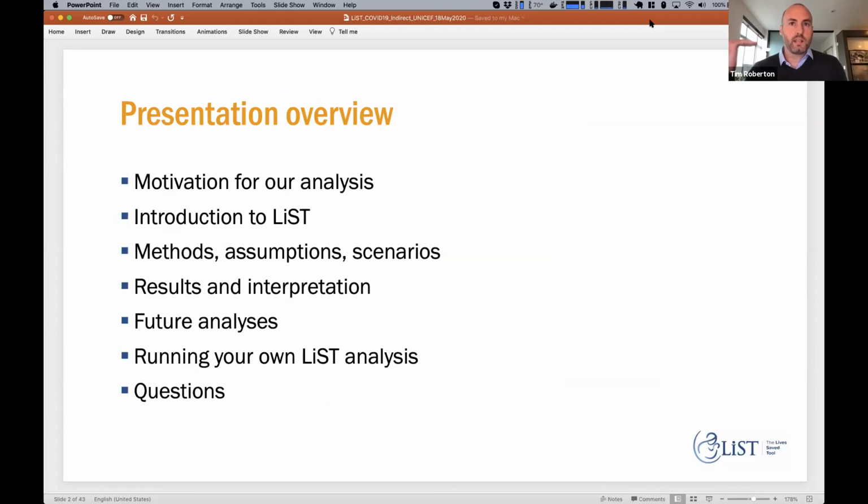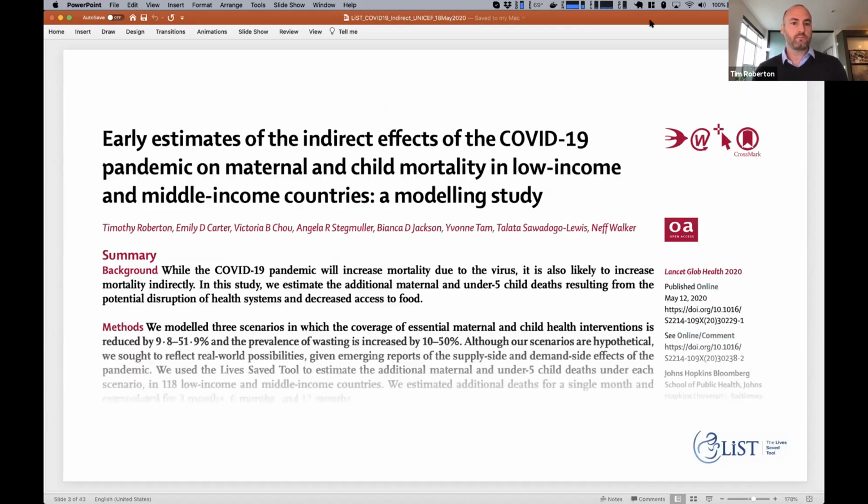The purpose of today is to give you some idea of our motivation for our analysis, why we did it. We're going to talk briefly about LiST and how it works. Then we're going to talk about our methods and assumptions for this particular analysis, our results, and then get into some thoughts around what we plan to do in the future and how you yourselves might want to run your own LiST analysis or think about similar models for understanding the indirect effects going forward through this year as the pandemic unfolds.